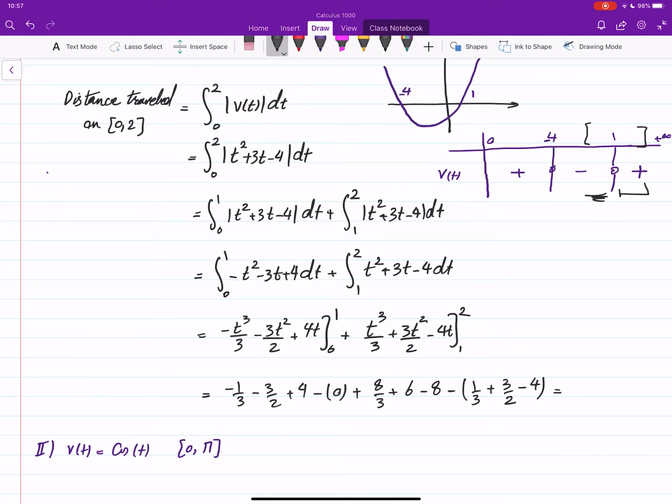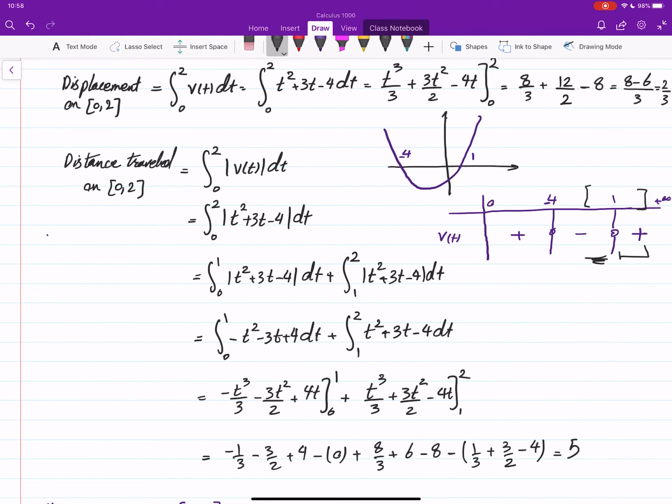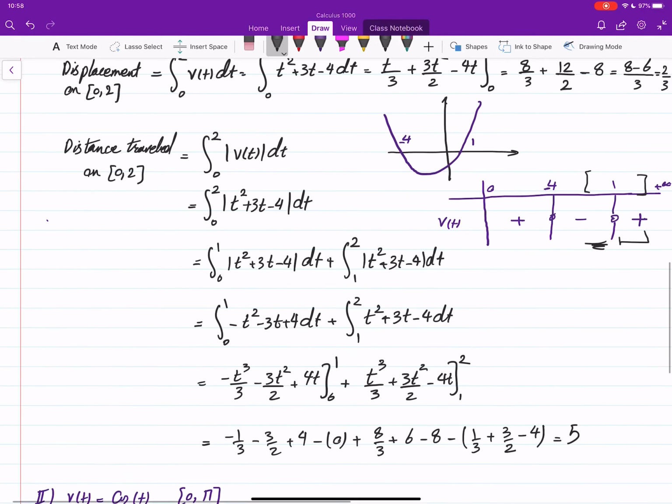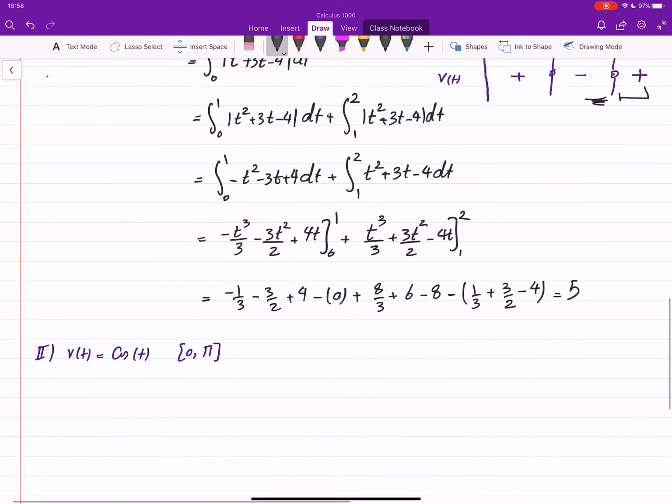My notes show that this value must be 5. And as you can see, the distance traveled is way different than the displacement. A difference between these two can also be said this way: displacement can be a negative number, but distance traveled is always a positive number because of that absolute value.